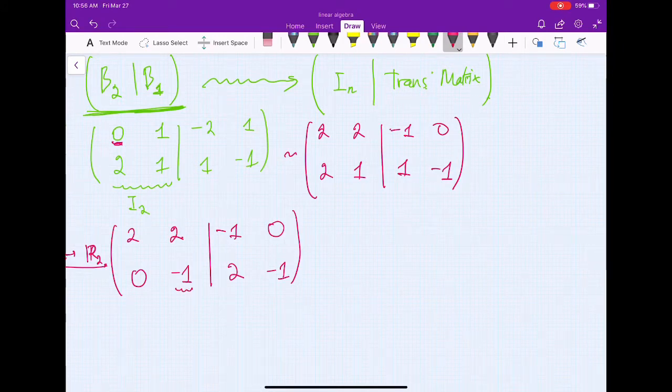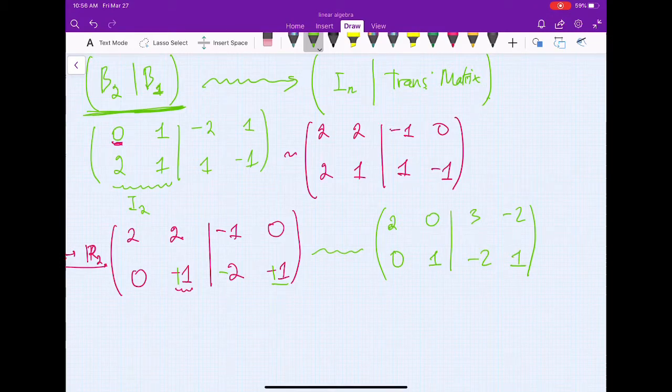I just multiply the second row by -1. I get plus, negative, and then plus in here. Okay, and multiply the second row by -2, add to the first. I get 2 in here, 0. -2 add to the first, I get 3. -2 add to the first, I get -2. In here I have 0, 1, -2, and 1.